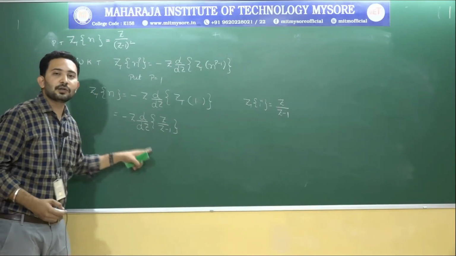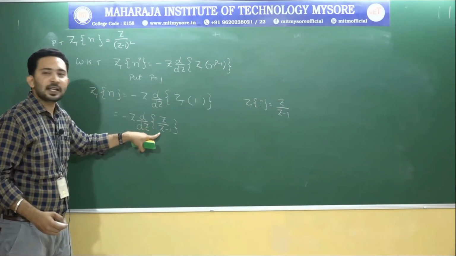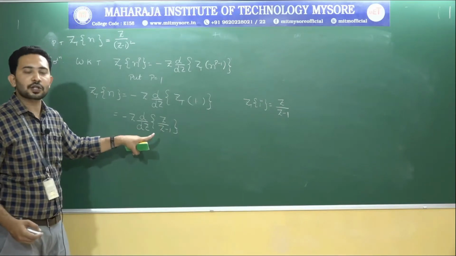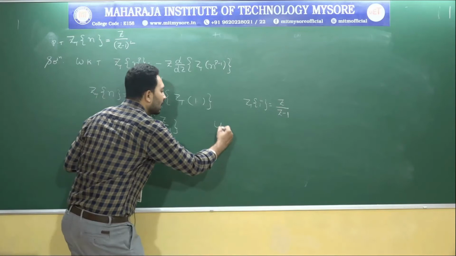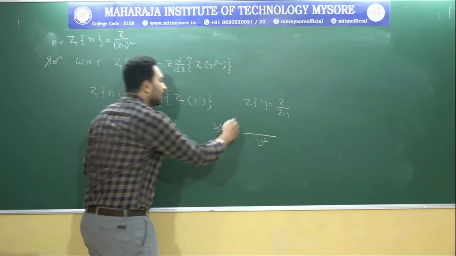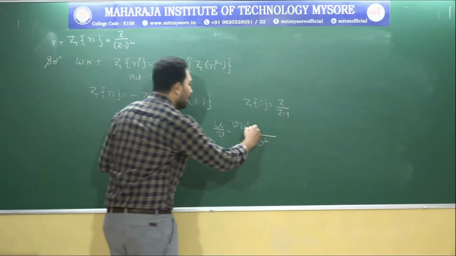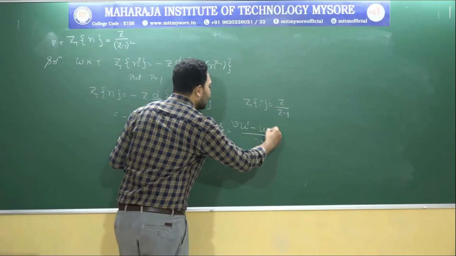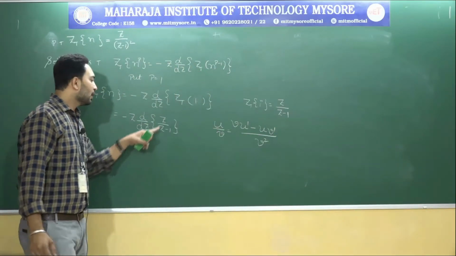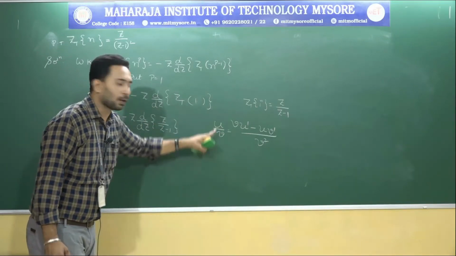Next we need to differentiate z divided by z minus 1 with respect to z. It is in the form of the quotient rule. What is the quotient rule? It is u by v: denominator square, denominator into differentiation of numerator minus numerator into differentiation of denominator. So here u is z, v is z minus 1. Apply this quotient rule here.